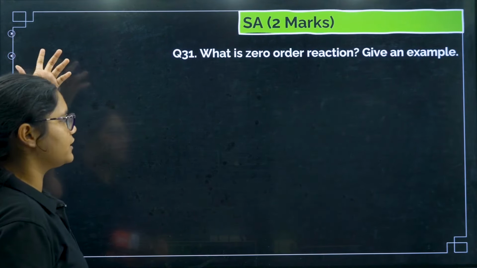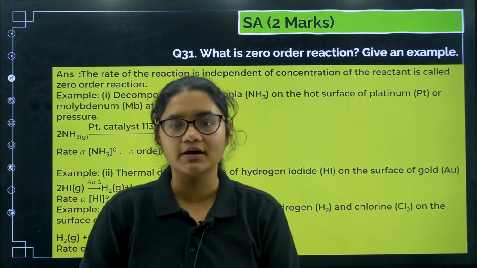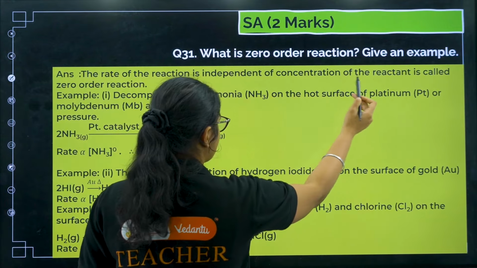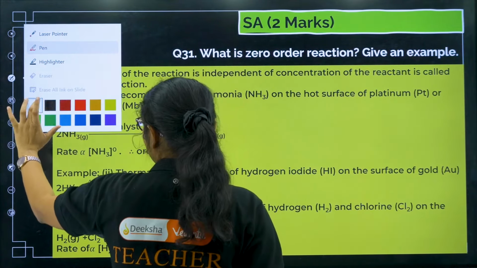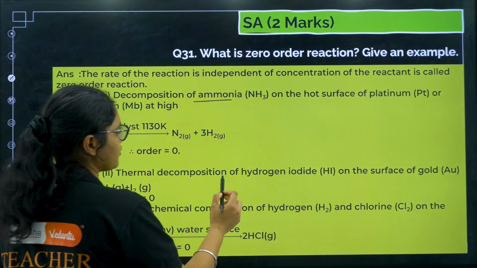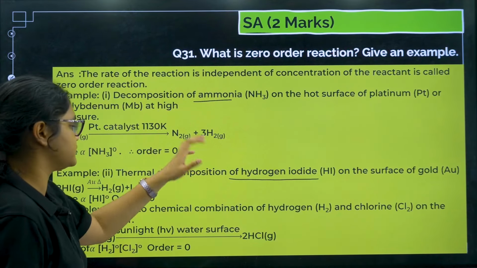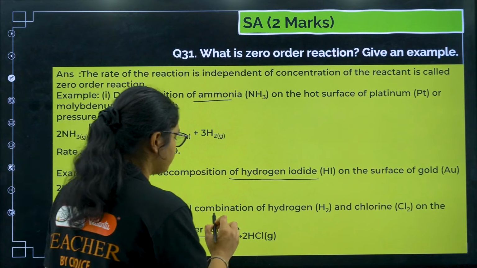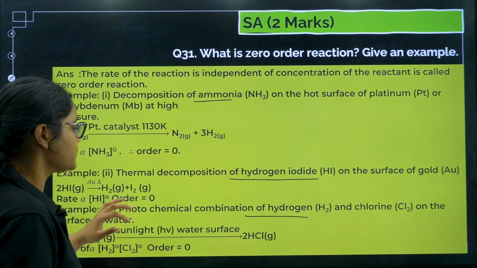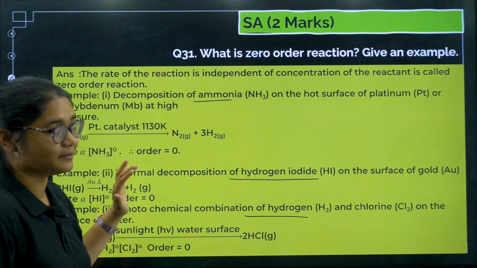Next we have: what is 0th order reaction? Give an example. A 0th order reaction is one where the rate of the reaction is independent of the concentration. Here I have 2 examples: decomposition of ammonia and thermal decomposition of hydrogen iodide. You also have the photochemical combination of hydrogen and chlorine on the surface of water. Any of these examples you should remember. You don't have to remember the values, only these 3 examples.